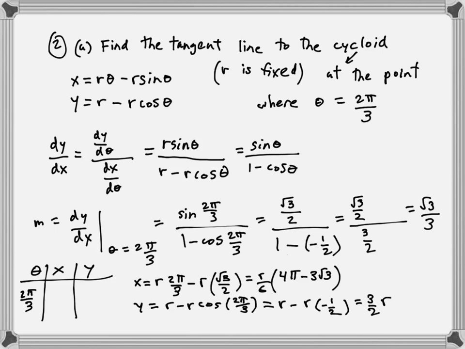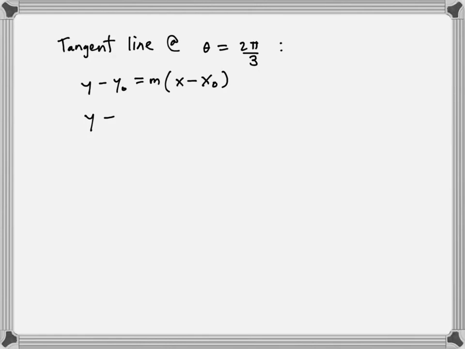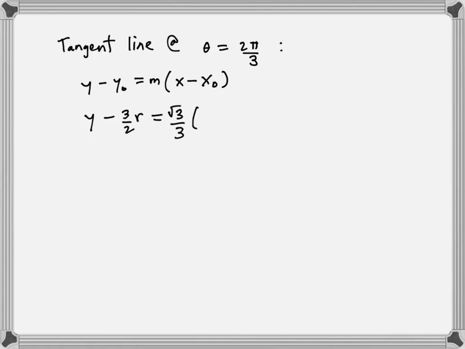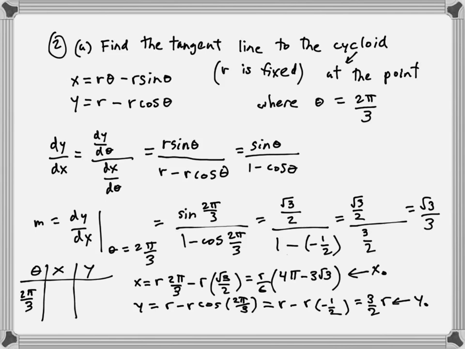Okay? And so all of this is our x coordinate. If you think about it, using our point slope form of a line, this would be like your x naught, and this would be like your y naught, right? And so what would the tangent line be? The tangent line at theta equals 2 pi over 3, right? Remember, it's y minus y naught is equal to m times x minus x naught. So this is going to be y minus, what was our y naught? Our y naught was 3/2 r, right? Is equal to, let's go back here, we got root 3 over 3 times x minus x naught. What's x naught? It's that whole thing that I pointed to there.